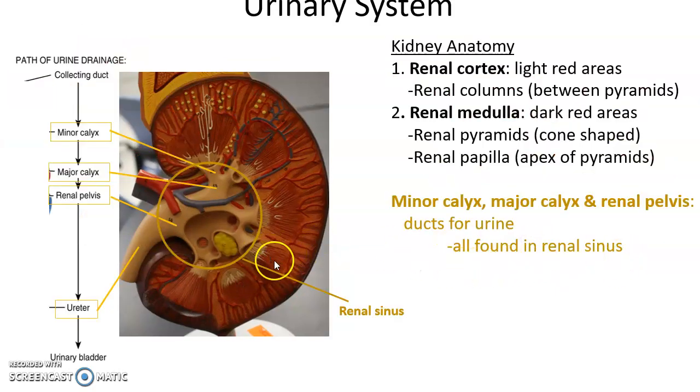As I mentioned, the renal pyramids fit into the minor calyxes. These are little tube-like structures that carry urine. The minor calyxes then fuse to form major calyxes, a few major calyxes. And the major calyxes then fuse to form the renal pelvis. And then the renal pelvis, as it passes the renal hilum, becomes the ureter. So the renal pelvis is continuous with the ureter. And the minor calyxes, major calyxes, and the renal pelvis are all found in an area referred to as the renal sinus.